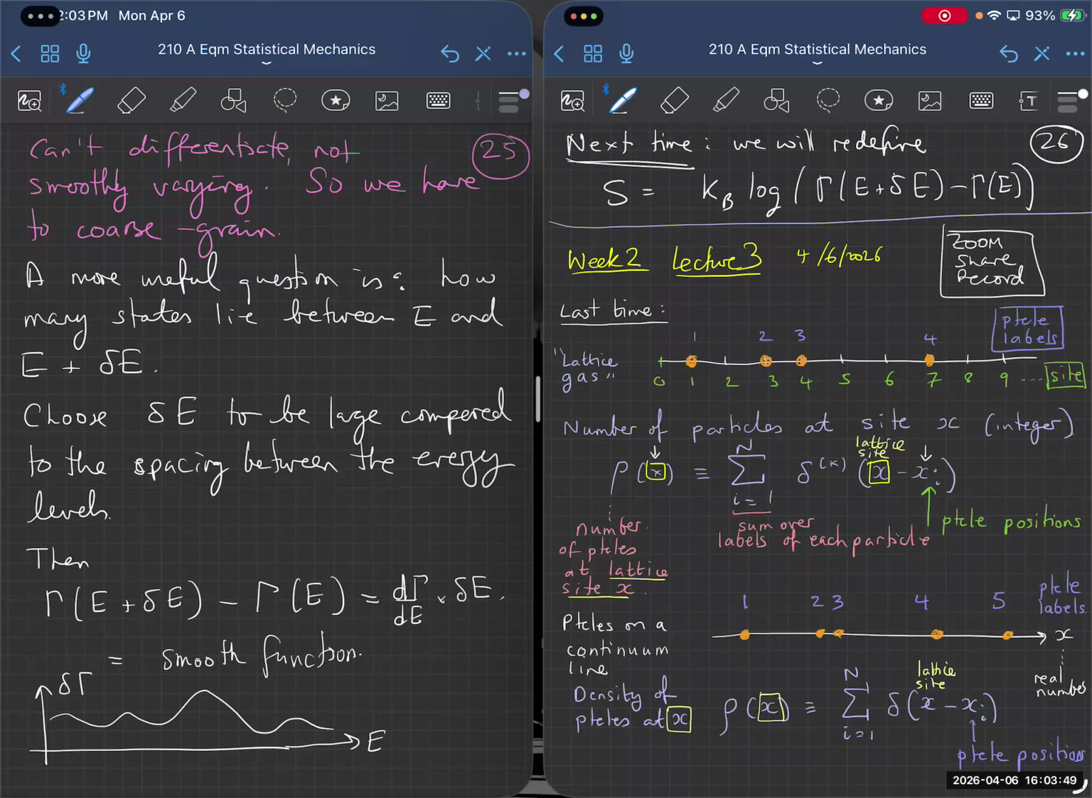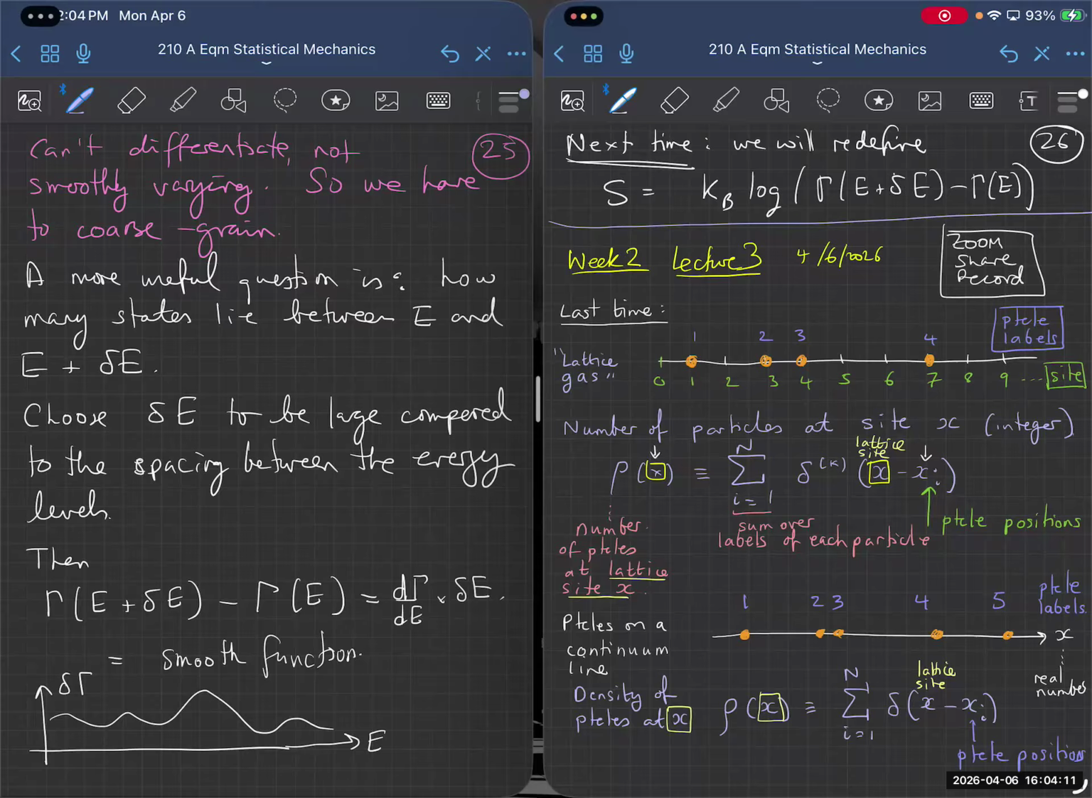So then we talked about, well, that's simple. Now let's think about particles on a continuum line. That's shown at the bottom of the screen. Here I have a line where the position is specified as a real number. The particles are still labeled, and the particle labels are still integers, 1, 2, 3, 4, 5.